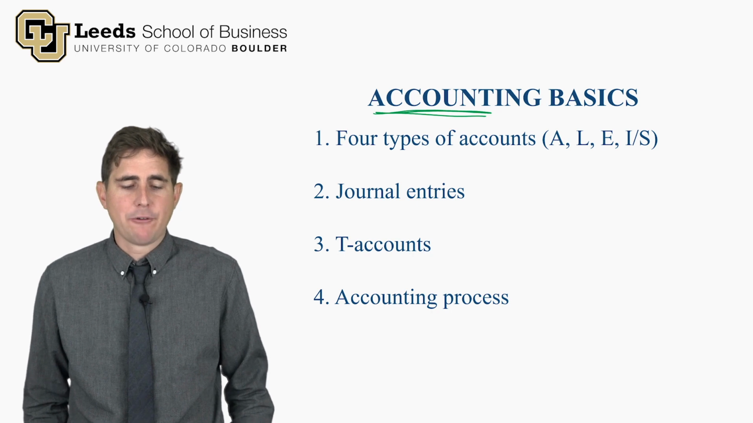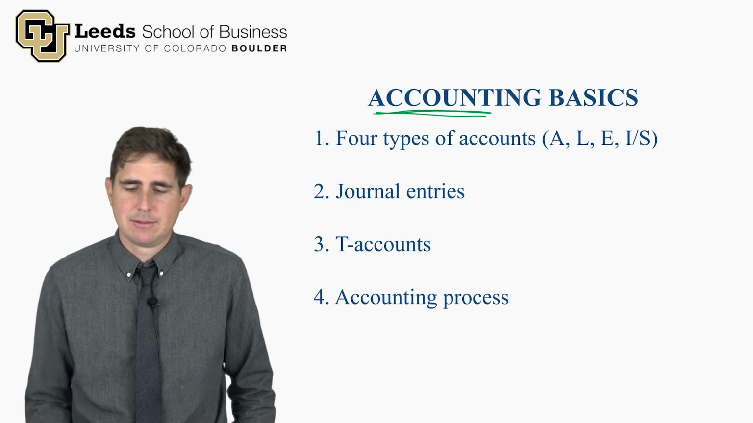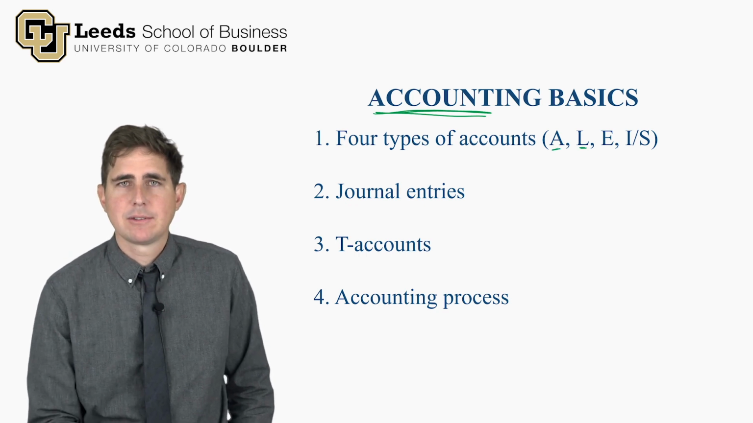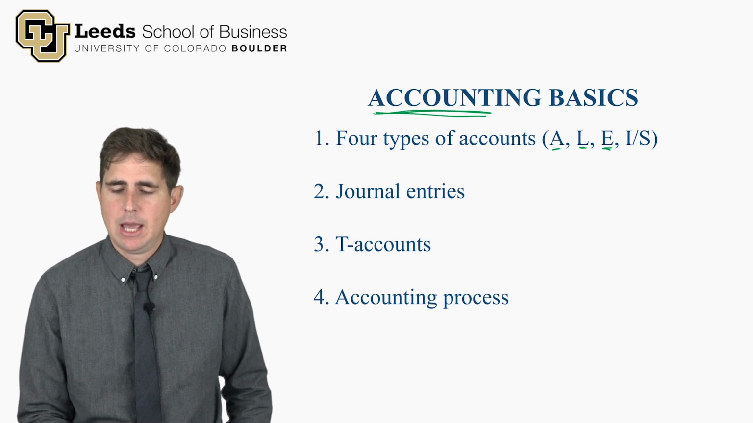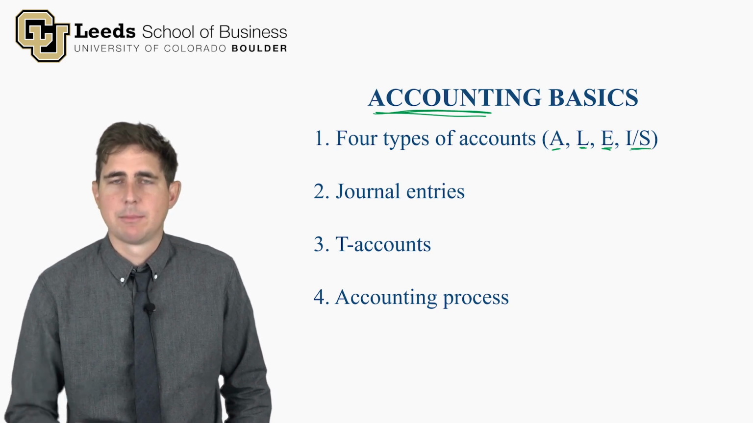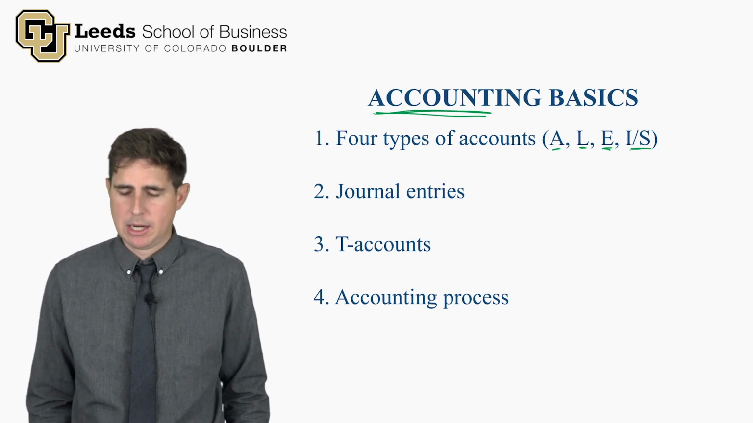And so we'll talk about the 4 types of accounts that we have in accounting: asset accounts, liability accounts, equity accounts, right? Those are all balance sheet accounts. And then we have a category called income statement accounts, okay? There are 4 types of accounts: asset, liability, equity, and income statement.